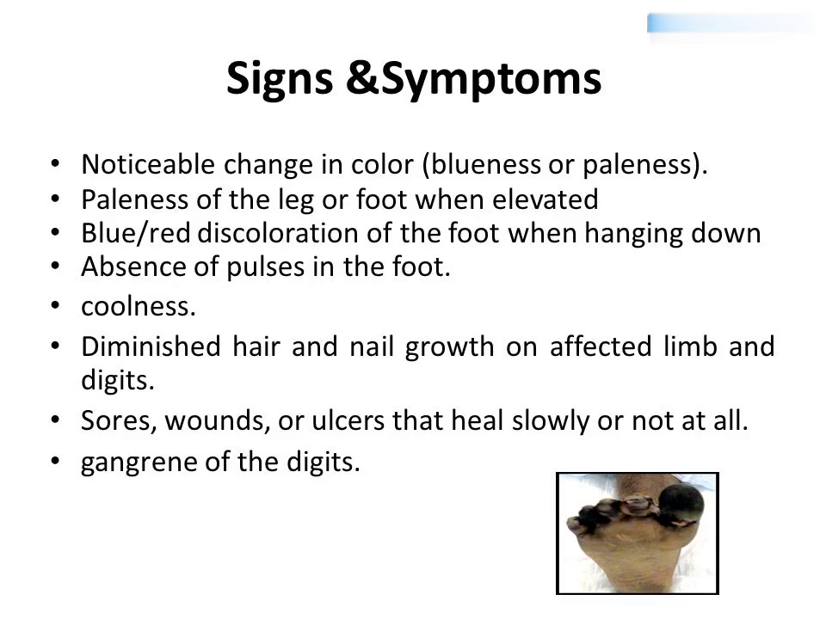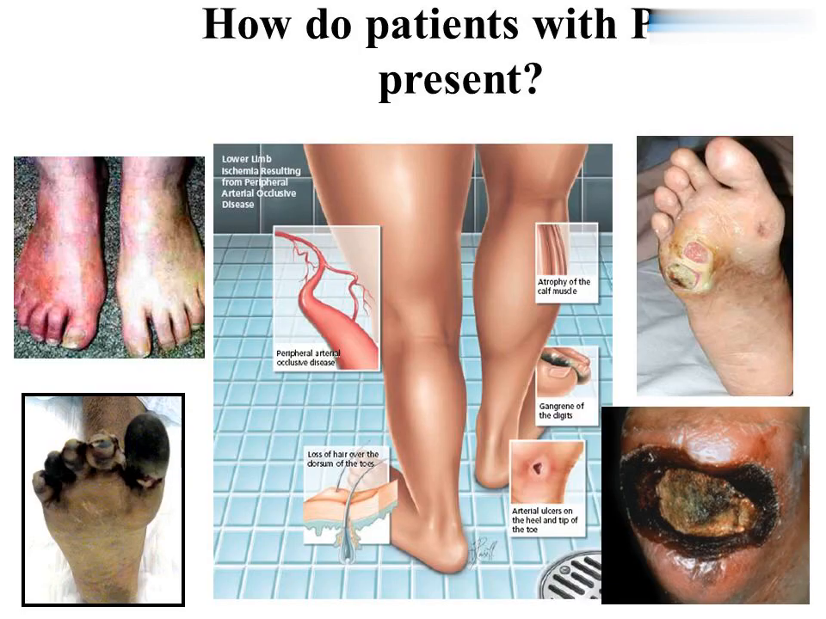Signs and symptoms: noticeable change in color, blueness or paleness. Paleness of the leg or foot when elevated. Blue/red discoloration of the foot when hanging down. Absence of pulses in the foot. Coolness. Diminished hair and nail growth on the affected limb and digits. Sores, wounds, or ulcers that heal slowly or not at all. Gangrene of the digits. How do patients with PAD present?